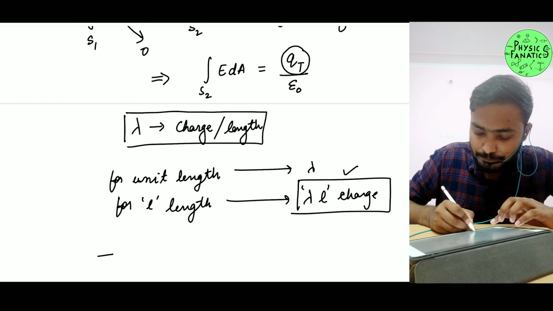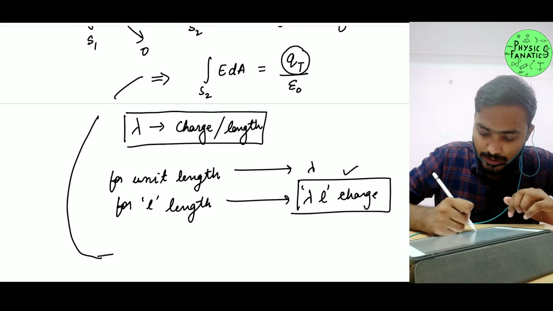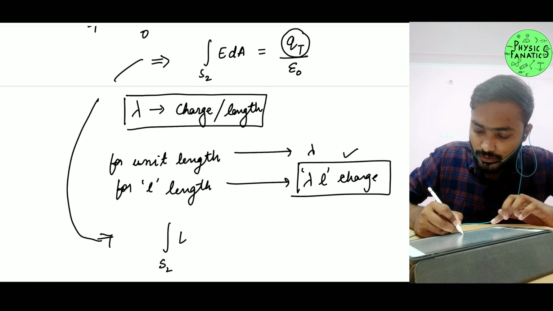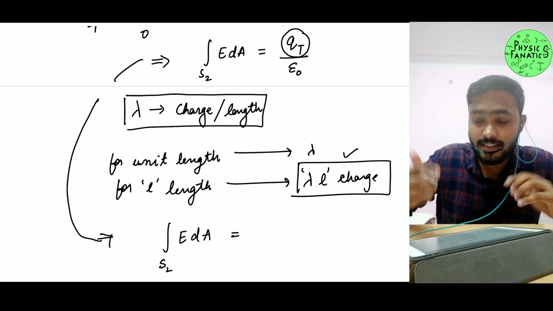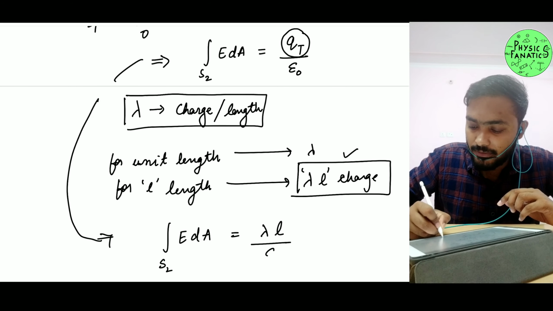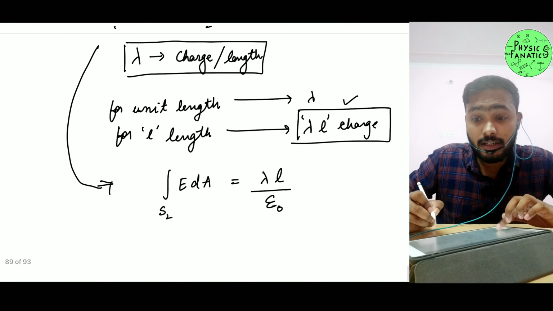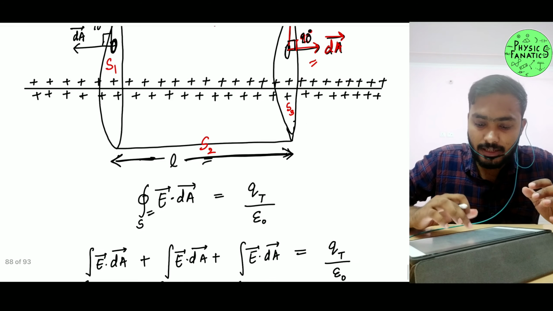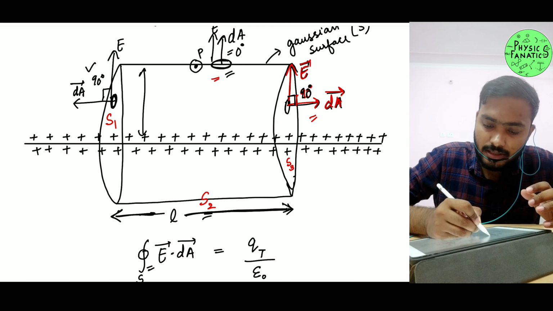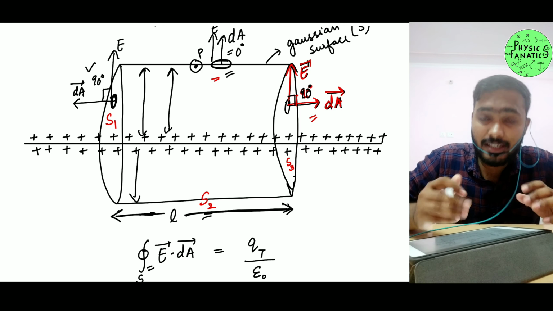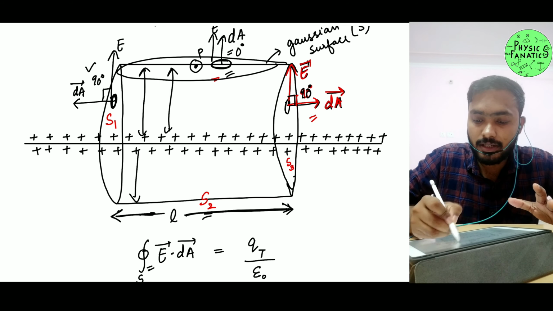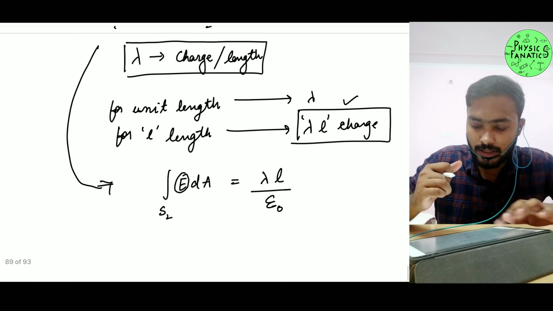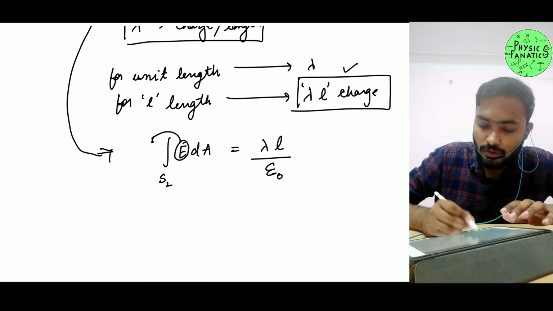So I can write it here: the integration over S2 of E dA is equal to the net charge, which is lambda times L, divided by epsilon naught. Now electric field is a constant quantity, because at every point they are at equal distance. This distance is equal, this distance is equal, so they are at equal distance from all the curved part. So electric field is going to be constant throughout that curved part. Okay, so I can take my electric field out of the integration.